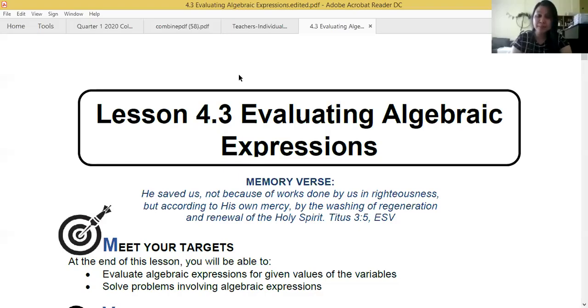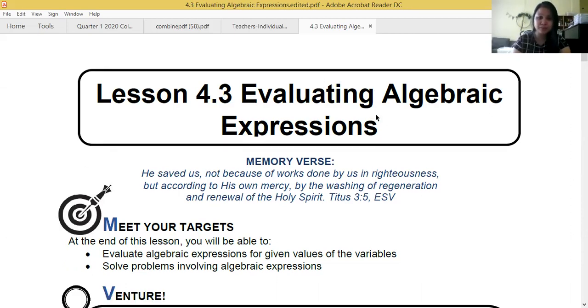Our topic today is about evaluating algebraic expressions. And our memory verse is found in Titus 3:5. It says, "He saved us not because of works done by us in righteousness, but according to his own mercy, by the washing of regeneration and renewal of the Holy Spirit." At the end of this class, you'll be able to evaluate algebraic expressions and also solve problems involving algebraic expressions.